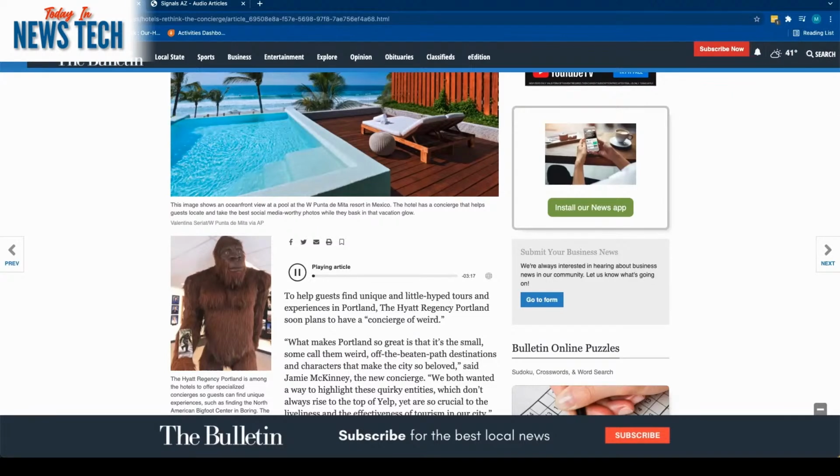Guests find unique and little hyped tours and experiences in Portland. The Hyatt Regency Portland soon plans to have a concierge of weird.